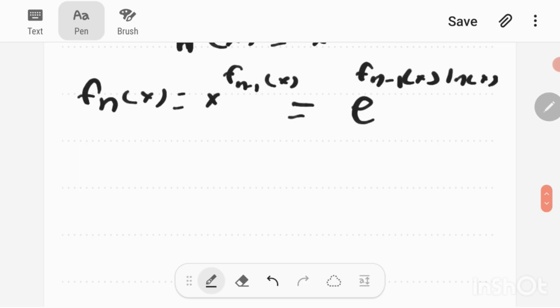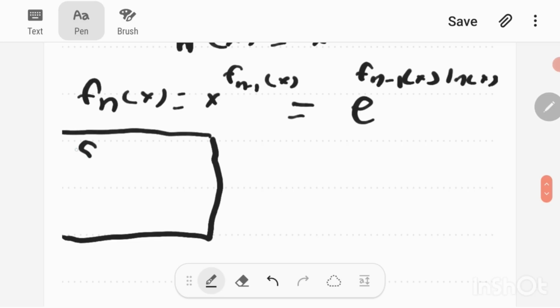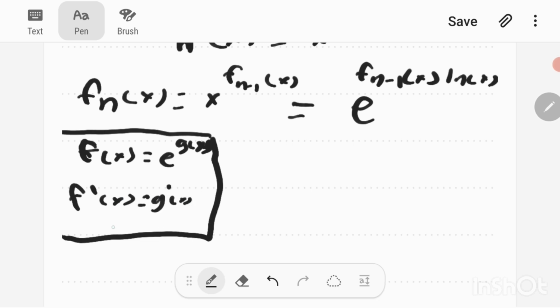And I want to make a little side note over here regarding the general form for the derivative of f of x equals e to the power g of x. So say we have an f of x that's equal to e to the power g of x. We know f prime of x is equal to g prime of x times e to the power g of x. That's a known formula you can derive from the fundamental limit of calculus.